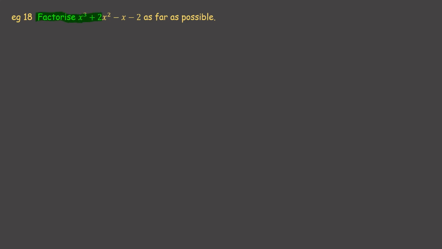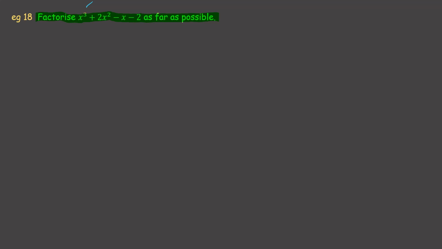Factorise x cubed plus 2x squared minus x minus 2 as far as possible. So we'd like to find one factor first because it's a cubic. We know how to solve quadratics but not necessarily cubics. So let's let f of x be x cubed plus 2x squared minus x minus 2.